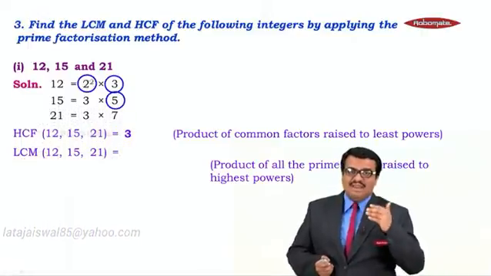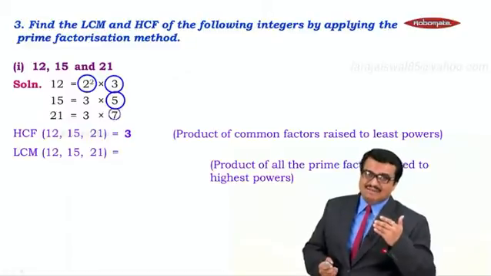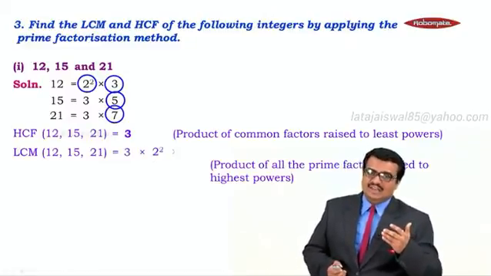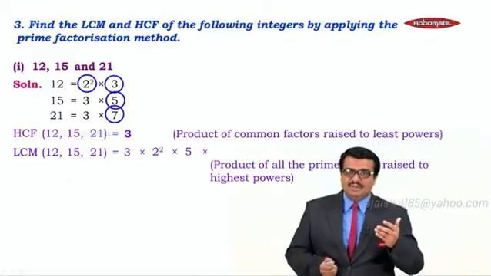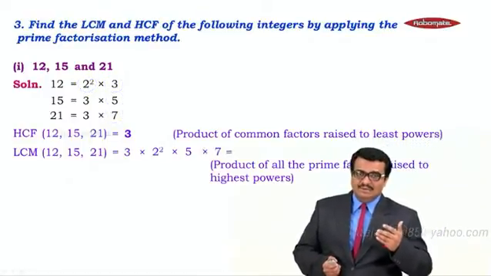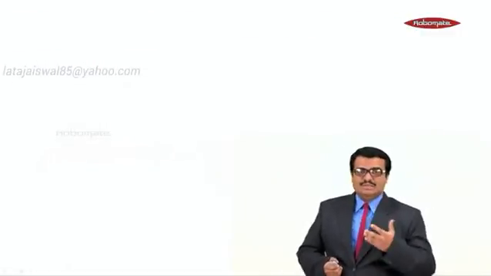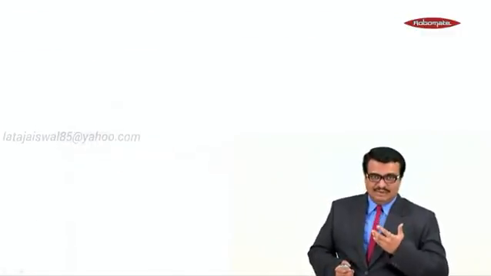The highest power of 5 is 5 only. And the highest power of 7 is 7. So it will be 3 into 2 square into 5 into 7. If you multiply all of them, you will get 420. So the question was to find HCF and LCM and we found it.